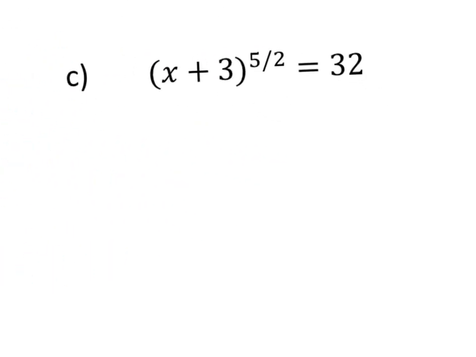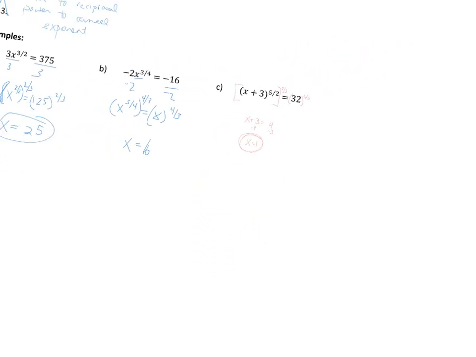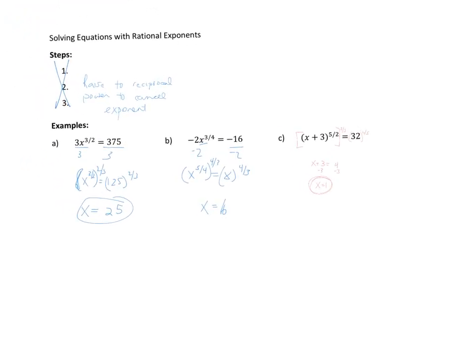So this one has parentheses, which means we're going to undo the exponent first before we undo the parentheses. So we're going to raise both sides to the reciprocal 2/5 power. We have x plus 3 equals 4. And we've got to solve for x, so we subtract 3, so x equals 1. So solving is pretty similar to what you've always done. The biggest difference now is you have to remember that if you are undoing an exponent, we undo it by rooting. And then if you are undoing a fractional exponent, you raise each side to the reciprocal power.